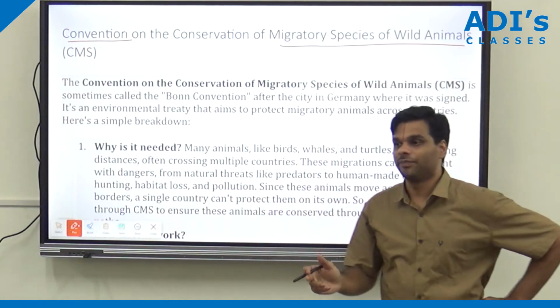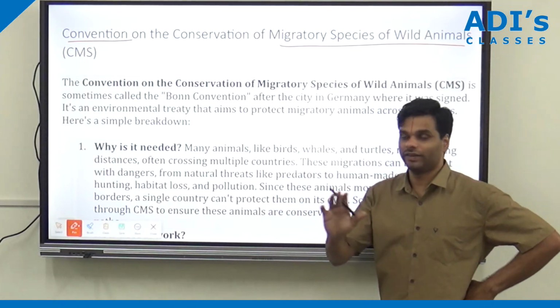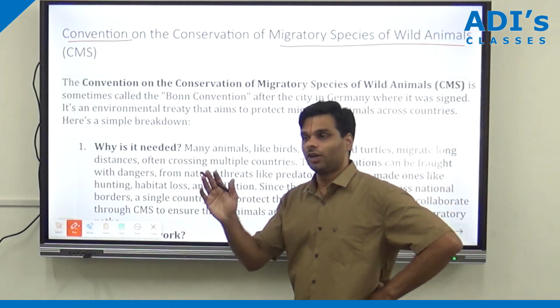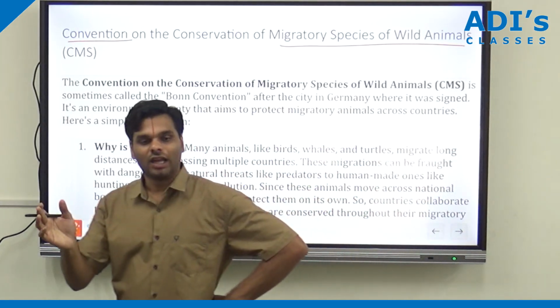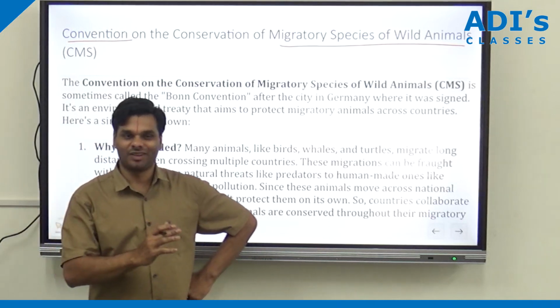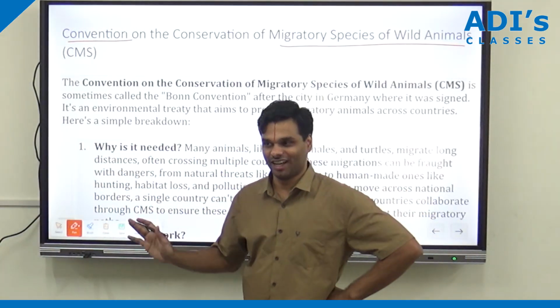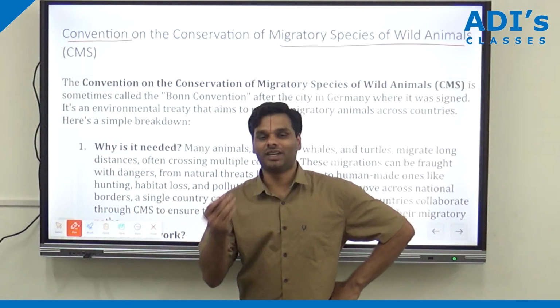So again, now we are going to look at the Convention on Conservation of Migratory Species of Wild Animals. So we are not talking about flora here at all. When we are talking about CMS, we are not talking about flora. Can flora migrate? Plants cannot walk, plants cannot fly, plants cannot run. So, no flora.